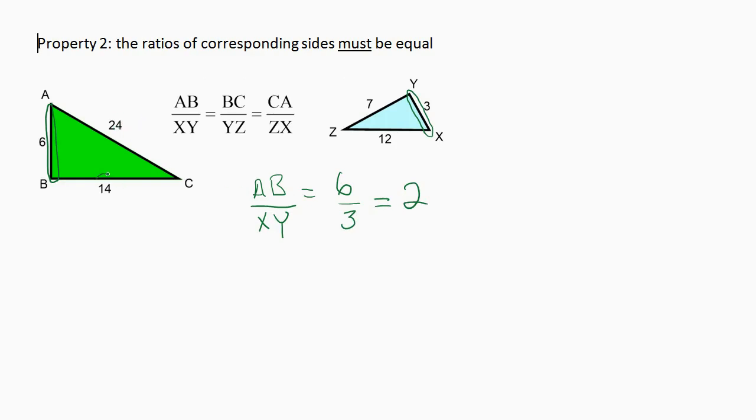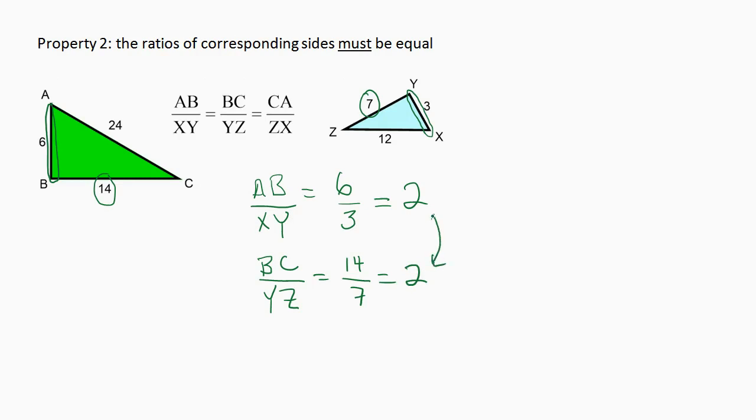So next, let's look at the middle length. There's the middle length from this triangle and the middle length from this triangle. So that means the length of BC divided by the length of YZ. Those are the middle lengths. And we can see that the length of BC is 14 and the length of YZ is 7, and 14 divided by 7 is also 2.